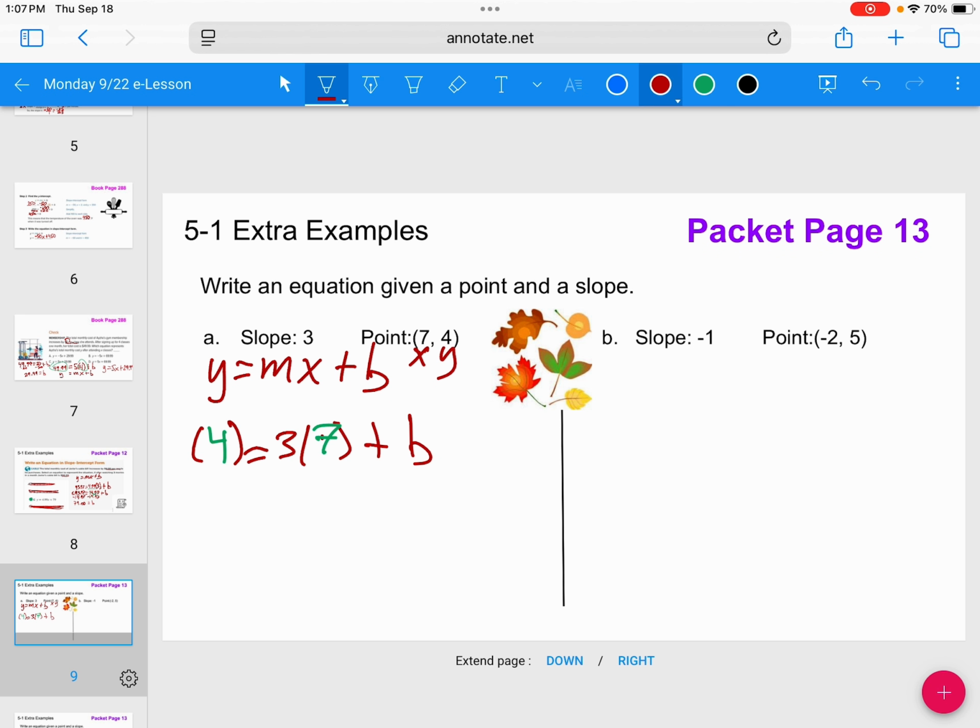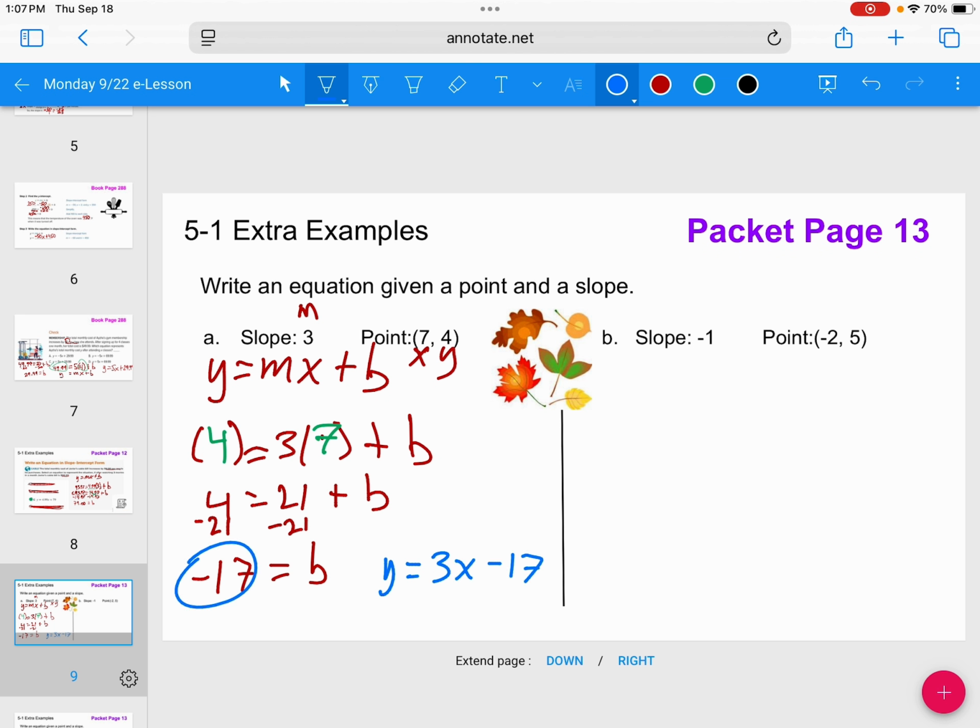So now when I solve this, I'm going to get 4 equals 21 plus b. We subtract 21 from both sides. And now we have negative 17 equals b. So now I know what b is. We know what m is, because this is m. And we leave x and y as they are. So our final answer should be y equals 3x minus 17. And the 17 came from here. So this is our final answer.